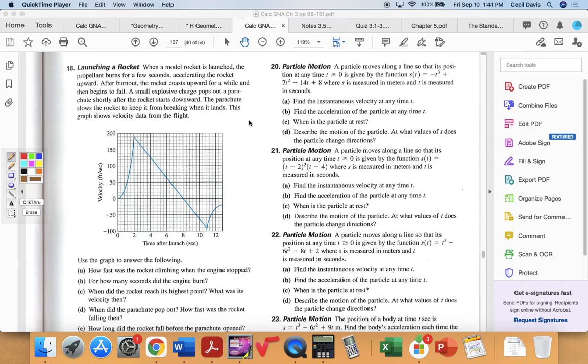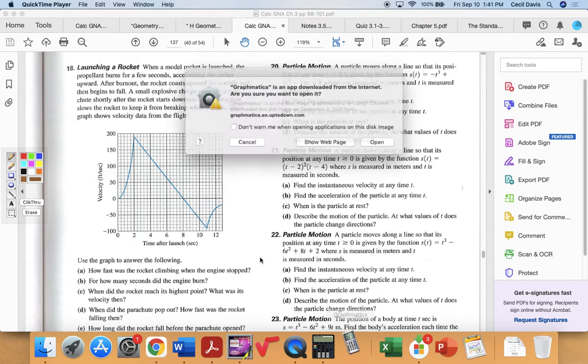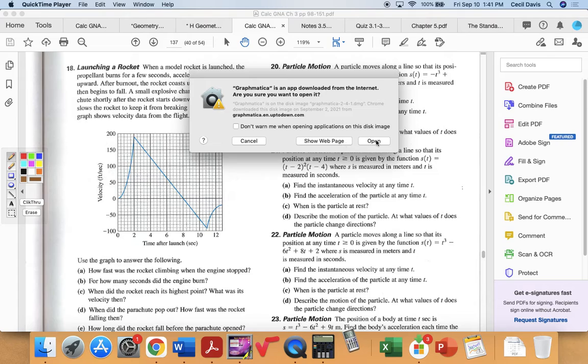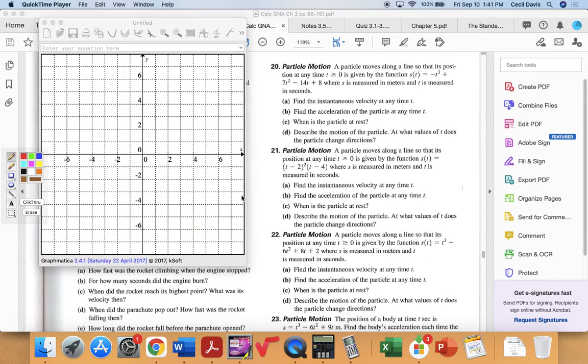Did you do 26? Nope, 34. Yes. We did? I did 26. Oh, I did do 26. On the graph paper. Yes, you did. All right. So pull up Graphmatica. Yes, I want to open it. All right. So, I don't want to rescale the whole thing.